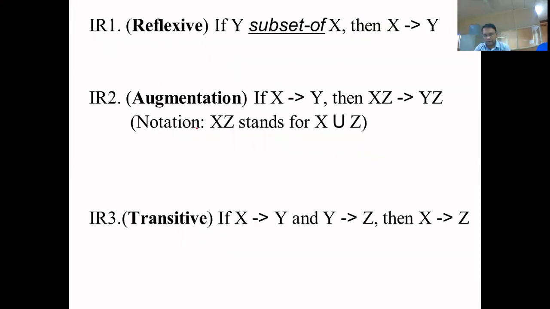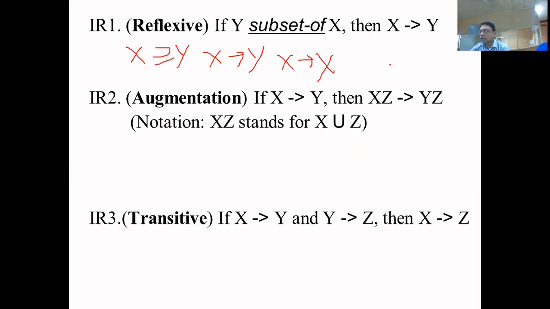So we have the reflexive rule. It says that if we have Y as a subset of X, then X determines Y holds good. If X is a superset of Y, then X determines Y holds good. Also, X determines X holds good according to the reflexive rule.